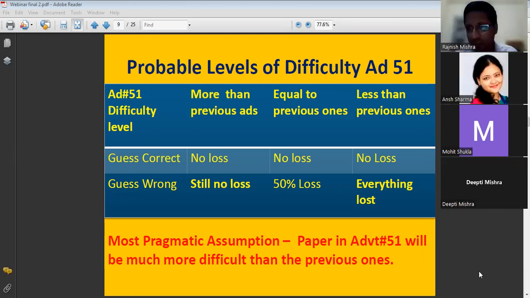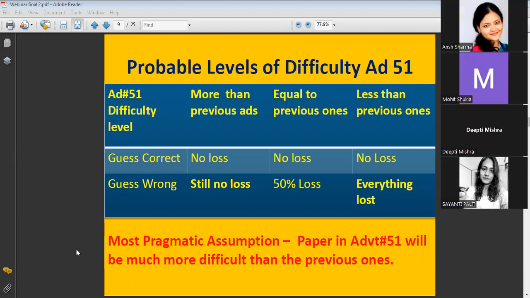Sayanti ma'am, what is your thought upon that? Obviously, sir, it will be difficult then, because it has been difficult. They are raising the difficulty level, so that will be the trend, and competition is increasing. Competition is increasing then. Okay, so we were looking at it as only one factor, but then you and Ansh ma'am are bringing in two factors. Not only the paper difficulty level, but also the competition rising every time.